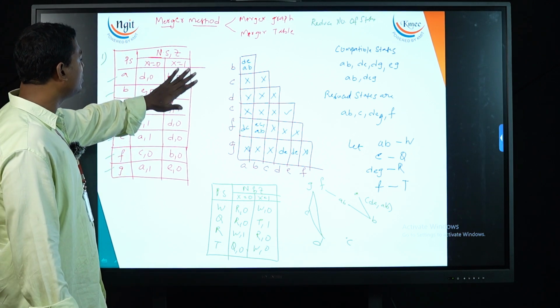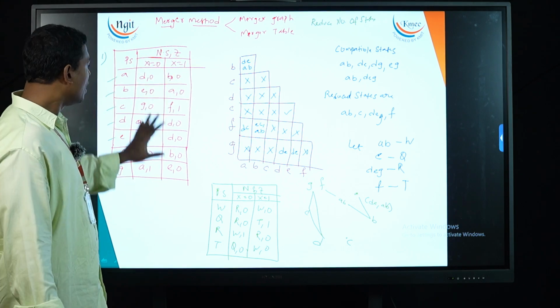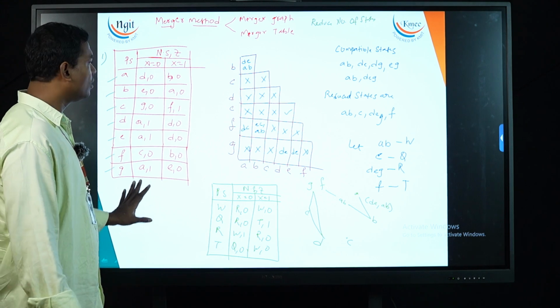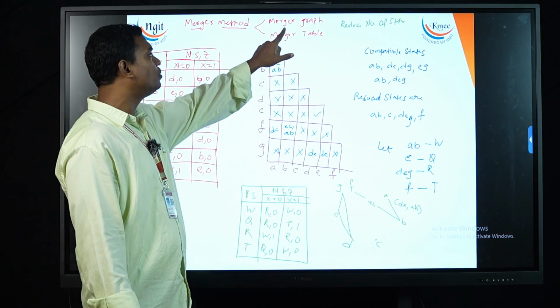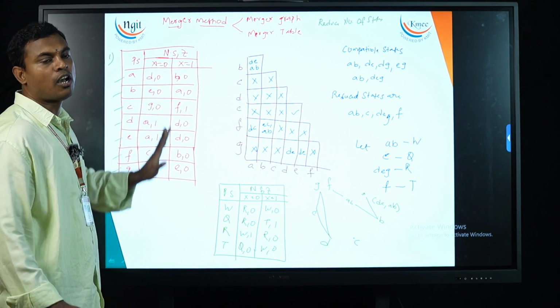Now what are those next states? What are their output values? Everything has been provided in the table. Now I need to decrease these states. How do I decrease them? I need to use a merger table and a merger graph representation to reduce these states. How am I going to do it?